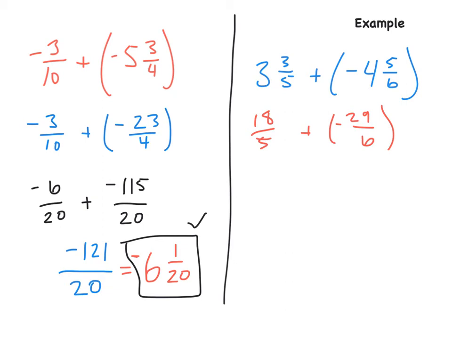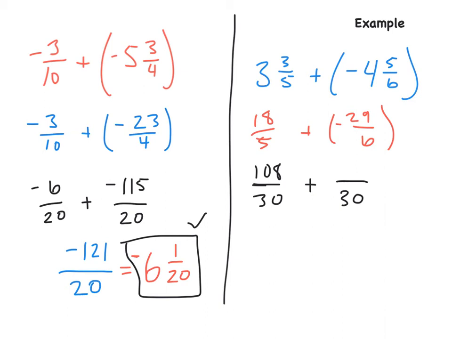So we can find a common denominator. So it looks like one of the common denominators that we could use if we multiply 5 and 6 is 30. So now we have to think, how many times does 5 go into 30? 5 goes into 30 6 times. So if you're multiplying by 6 in the denominator, you have to multiply by 6 in the numerator. So 18 times 6 is equal to 108.